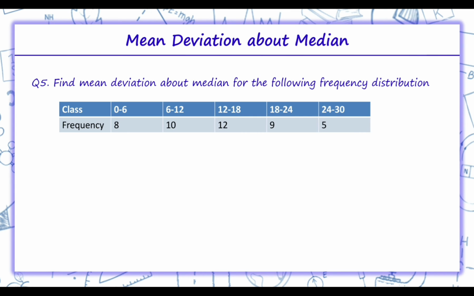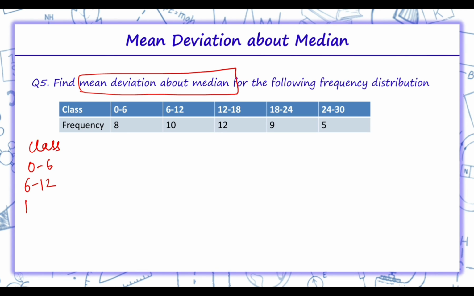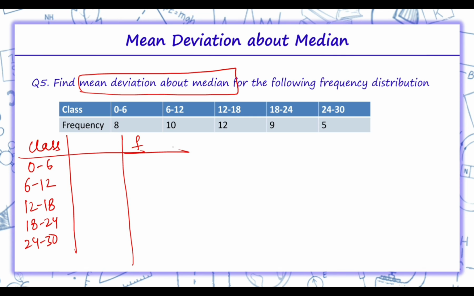So here the question is we have to calculate mean deviation about median. The class intervals provided are 0 to 6, 6 to 12, 12 to 18, 18 to 24 and 24 to 30. The frequencies of these class intervals are also provided, which are 8, 10, 12, 9, 5. So here first we will calculate the class mark.